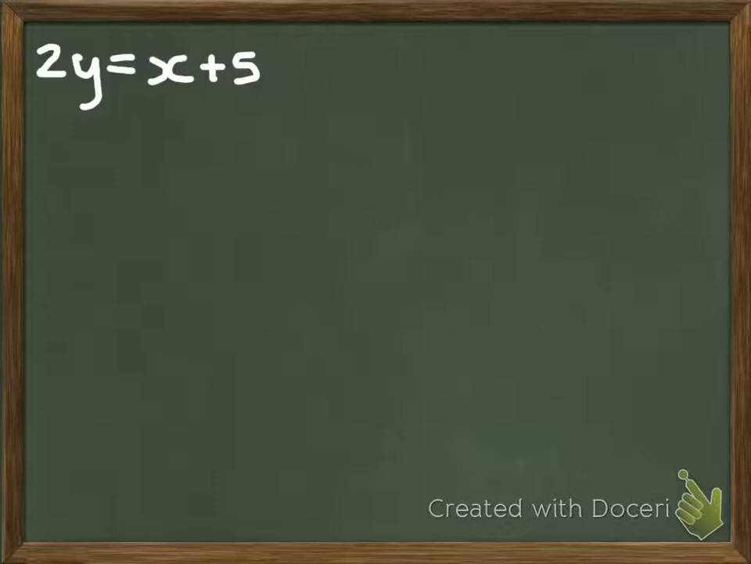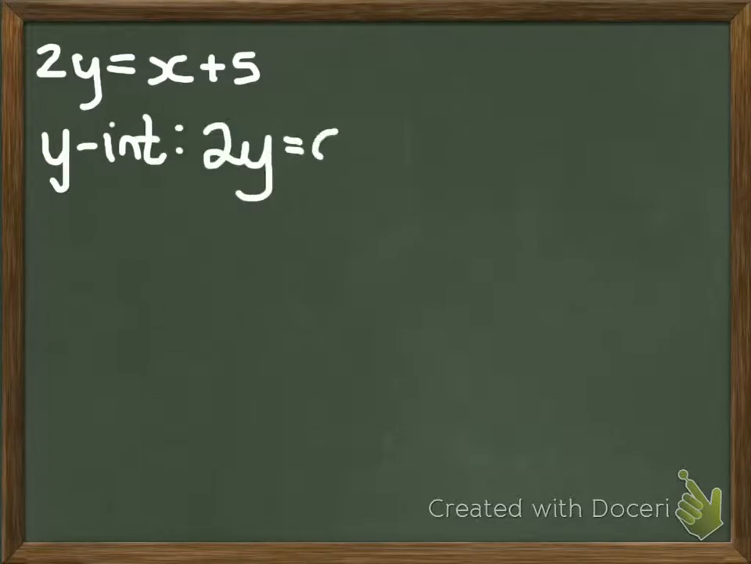Next, 2y equals x plus 5. Again, you've got a y term, an x term, and a constant, so it is a straight line that cuts the x and the y-axis at different points, not going through the origin. So again, find your y-intercept. You're going to make x naught. So we've got 2y equals 0 plus 5.